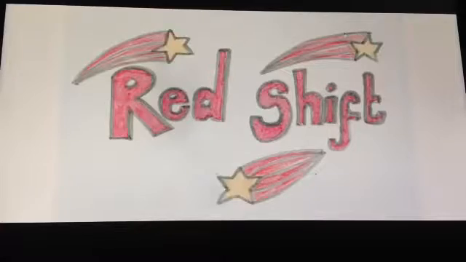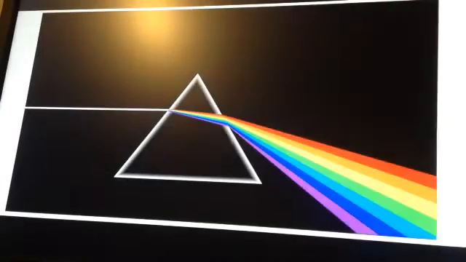The topic is Redshift. Before I explain what Redshift is, I want to check you know about spectrograms.